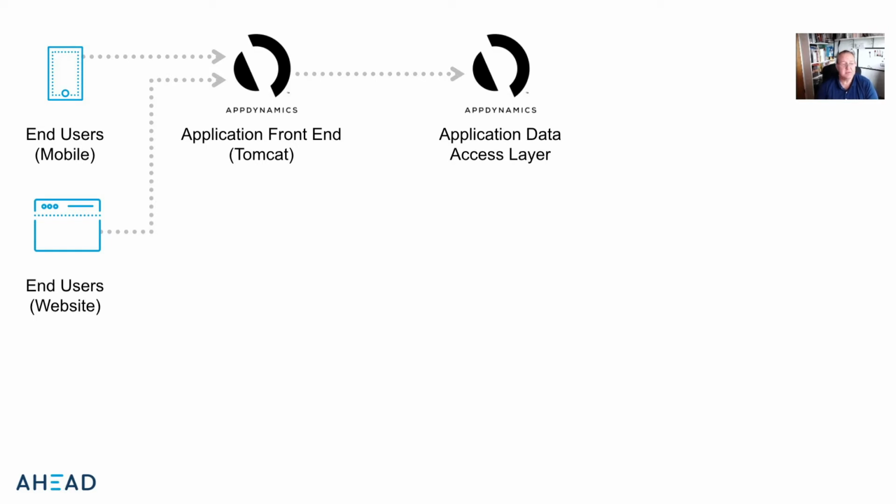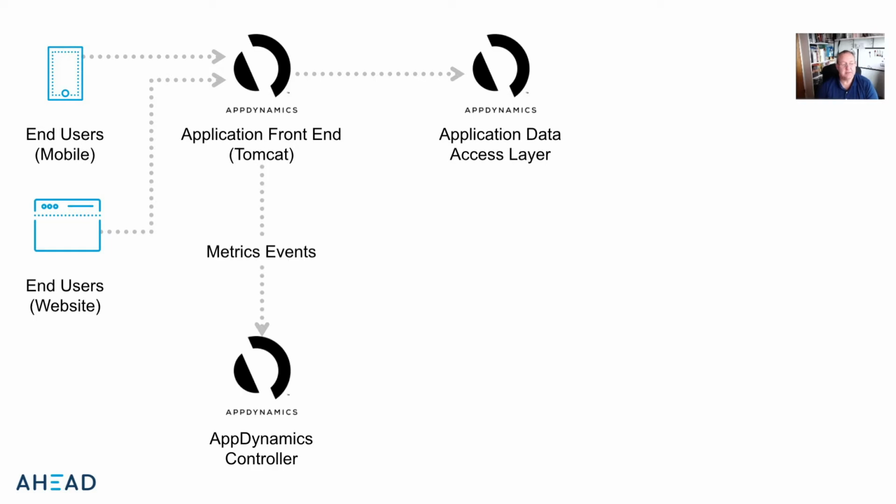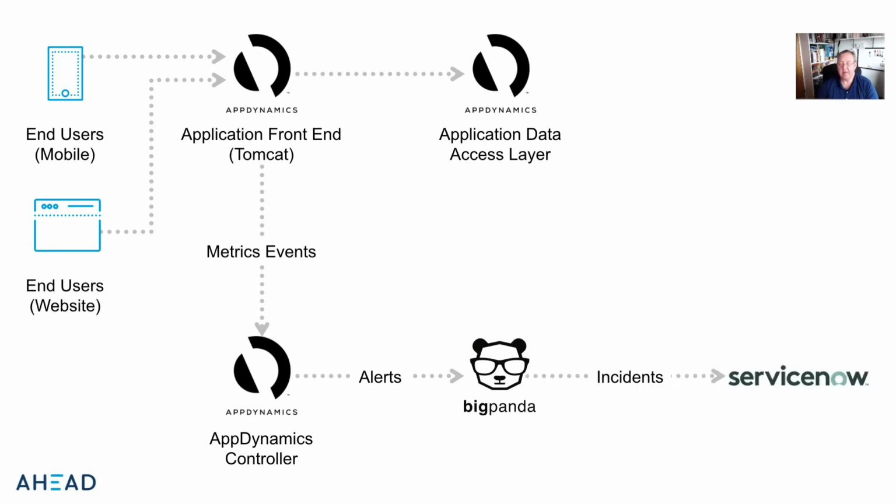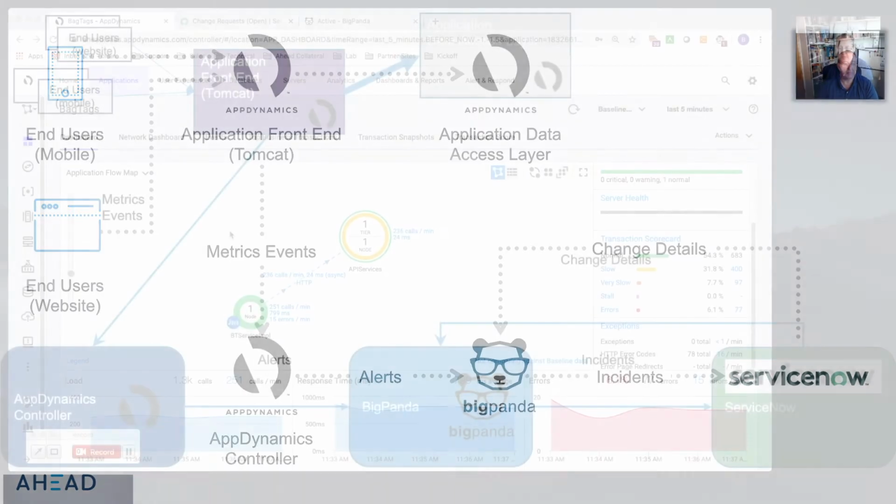The way things are going to work is AppDynamics is going to be recognizing activities in the application, specifically metrics and events about application behavior, and passing those along in the form of alerts to BigPanda. BigPanda will make decisions about how that's relevant and then pass incidents into ServiceNow. Plus, ServiceNow and BigPanda will be exchanging information about change details for the root cause of the application problem.